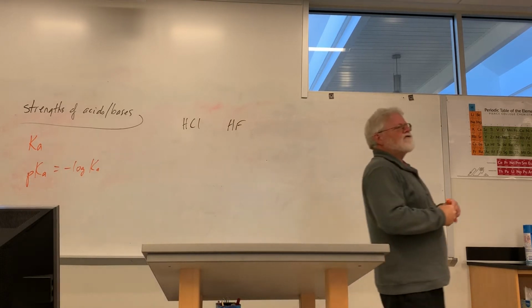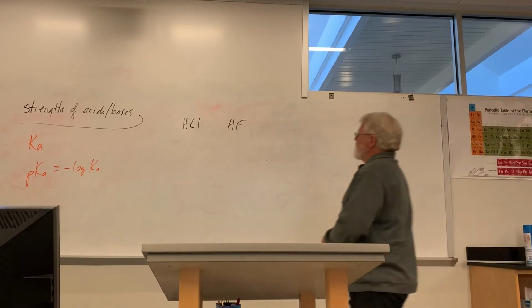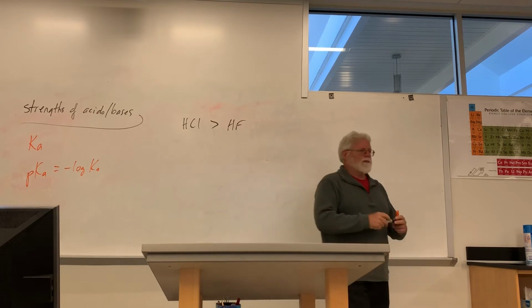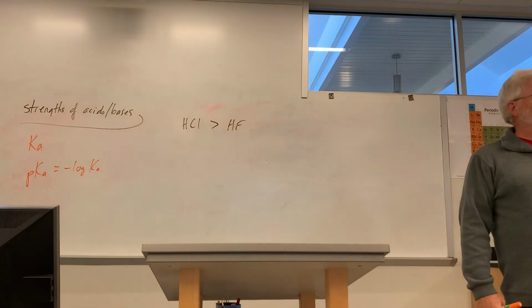If we look at hydrogen chloride versus hydrogen fluoride, which of these is a stronger acid? Hydrogen chloride is the strong acid. I mean, it's strong in the traditional sense, complete dissociation. Hydrogen fluoride was probably an example acid you used in Gen Chem of a weak acid that doesn't completely dissociate. So in terms of acid strength, hydrogen chloride is more acidic than hydrogen fluoride.